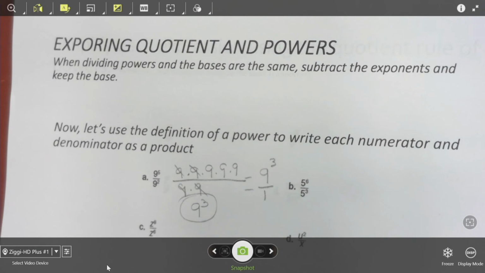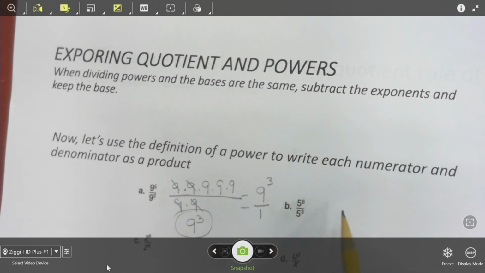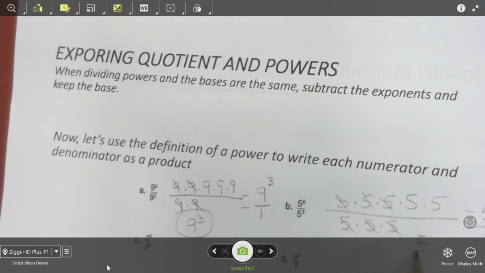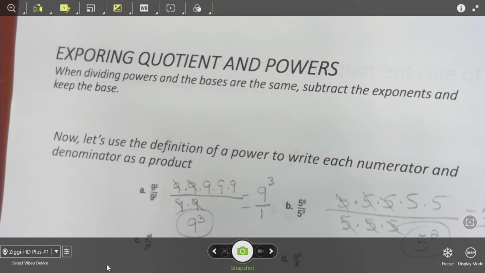Okay. Let's try one more. 5 times 5 times 5 times 5 times 5. Bases are the same, so we're just expanding them. And here we have 3. 5 times 5 times 5. Okay, this 5 cancels that one. This one cancels that one. And we're left with 5 to the 2nd power over 1. So 5 to the 2nd power. Remember, when you are dividing and the bases are the same, we want to subtract the exponents.